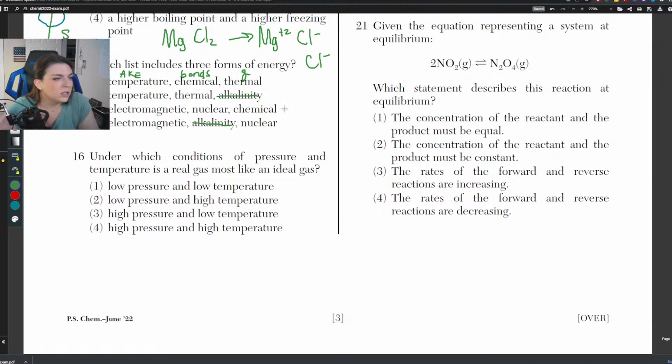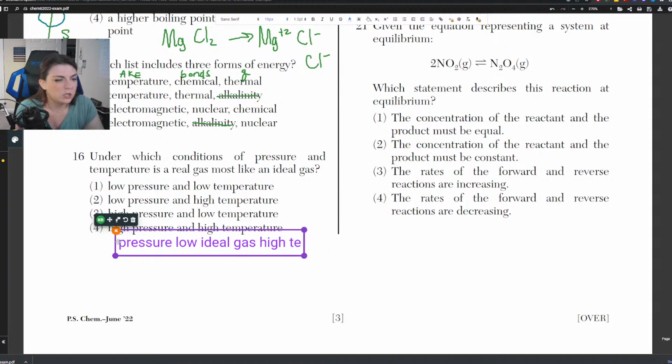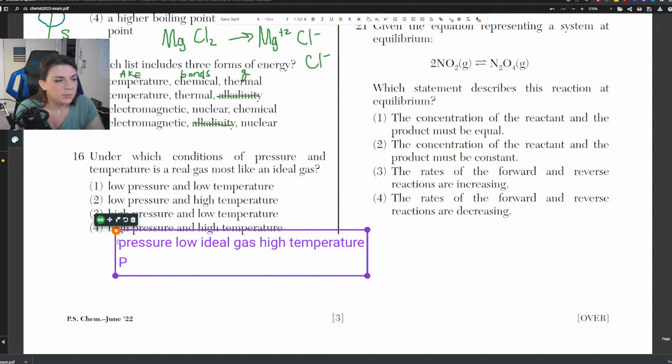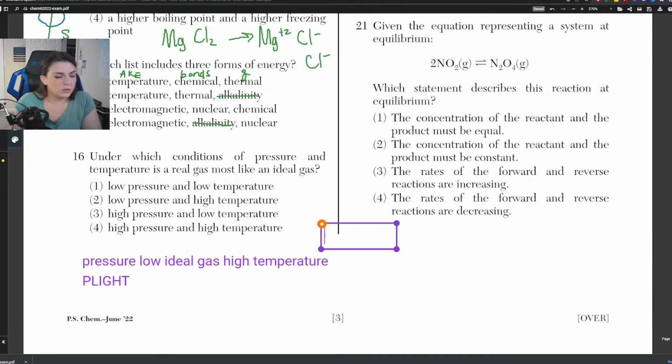Okay, 16 says, under which conditions of pressure and temperature is a real gas most like an ideal gas? And that is going to be under conditions of PLIGHT, which is an acronym. It's pressure low, ideal gas, high temperature. And that is PLIGHT. PLIGHT is going to tell us when we have an ideal gas. Ideal gases occur when the pressure is low and the temperature is high.